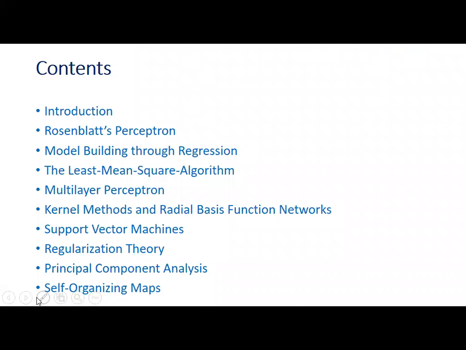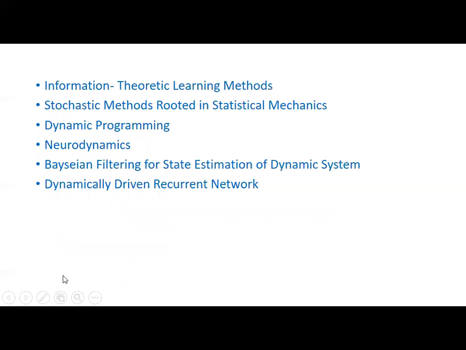First, there will be an introductory chapter of 30 or 45 minutes, where I'm going to share basic introductory knowledge on neural networks. Then, moving on, I am going to share my knowledge on Rosenblatt's perceptron, model building through regression, least mean square algorithm, multi-layer perceptron, kernel methods and radial basis function network, support vector machine, regularization theory, principal component analysis, self-organizing maps, information theoretic learning methods, and stochastic methods rooted in statistical mechanics.